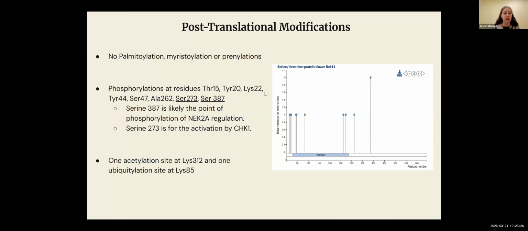There are no lipidations, and for phosphorylations, the key phosphorylations that I was able to determine were serine 273, which is activation by CHK1, and serine 387 is likely the site of the phosphorylation by NEC2A for that regulation there. There is one acetylation site and there is one ubiquitination site as well.